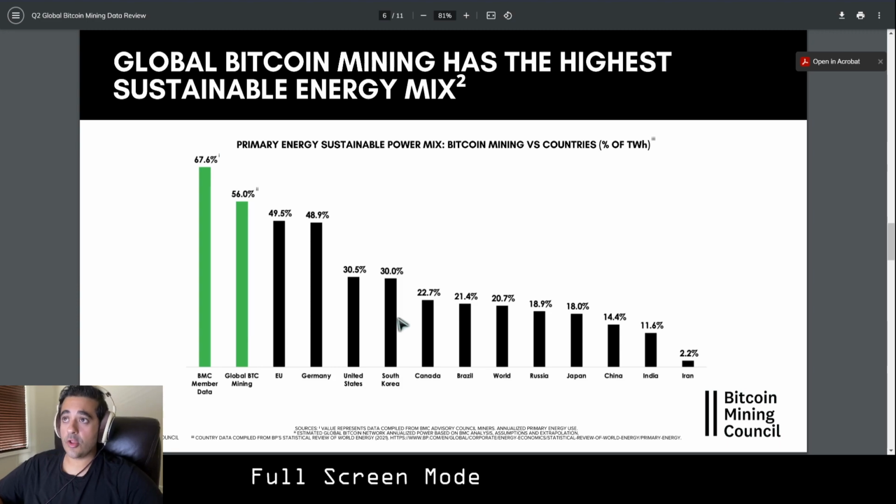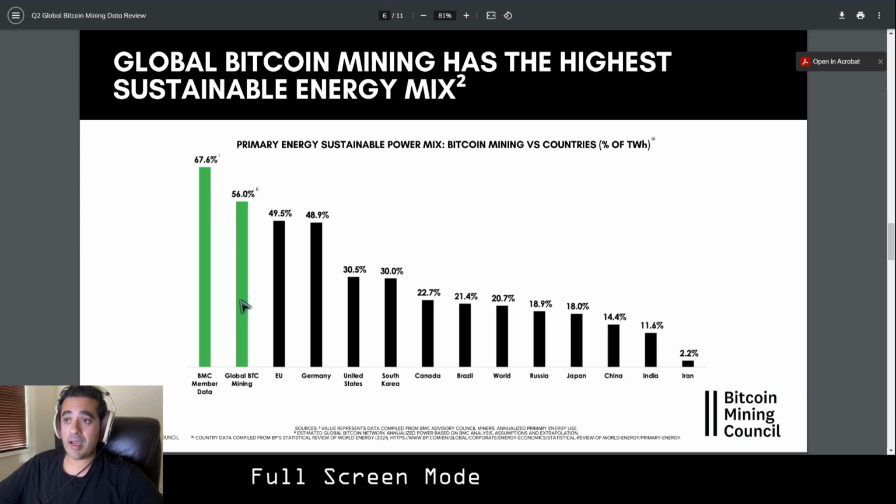Then we see here, global Bitcoin mining has the highest sustainable energy mix. Primary energy sustainable power mix, Bitcoin mining versus countries, percentage of terawatt hour. So this is showing us that the BMC member data is the first one. That's the Bitcoin Mining Council members. So these are the companies that make up the Bitcoin Mining Council. They're using a 67.6% mix of sustainable energy. That is a huge amount.